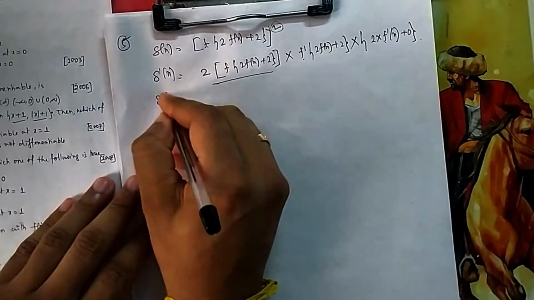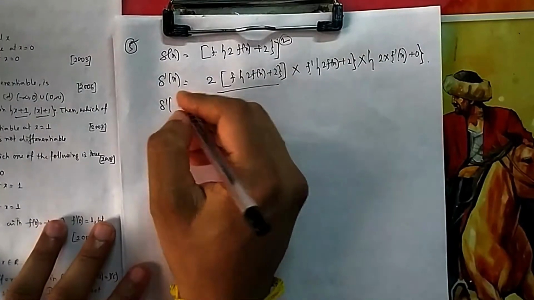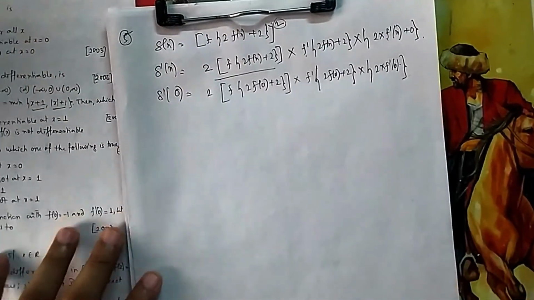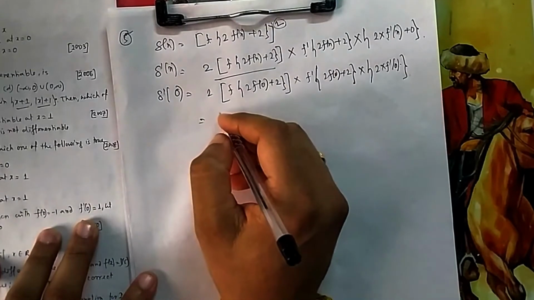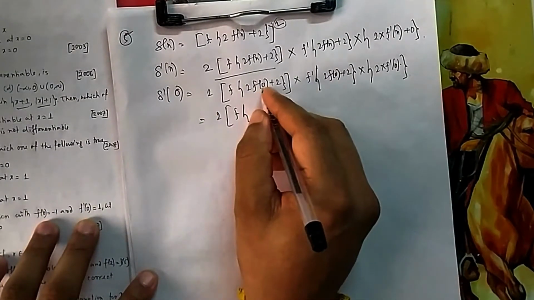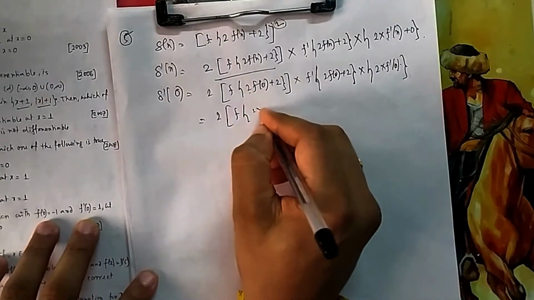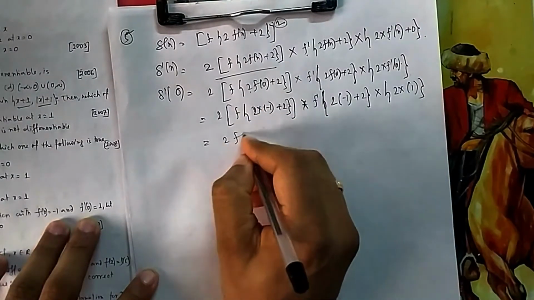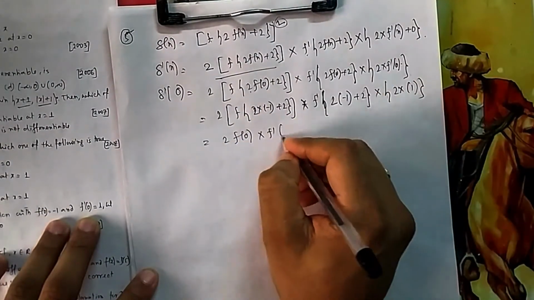Now you need to find g dash 0, they are asking. So you put just 0. If you put, f dash 0 is 1, and your f0 is -1. So f0 is -1, so it is -2 into -1. So again 2 it is 2 f0, 2 again it is f dash 0.